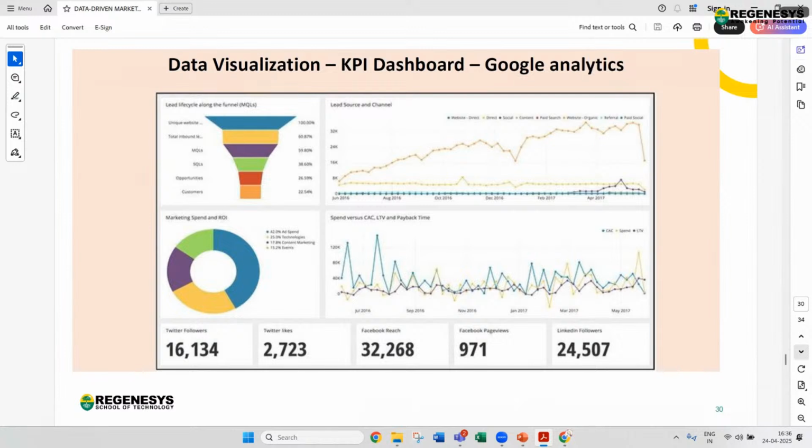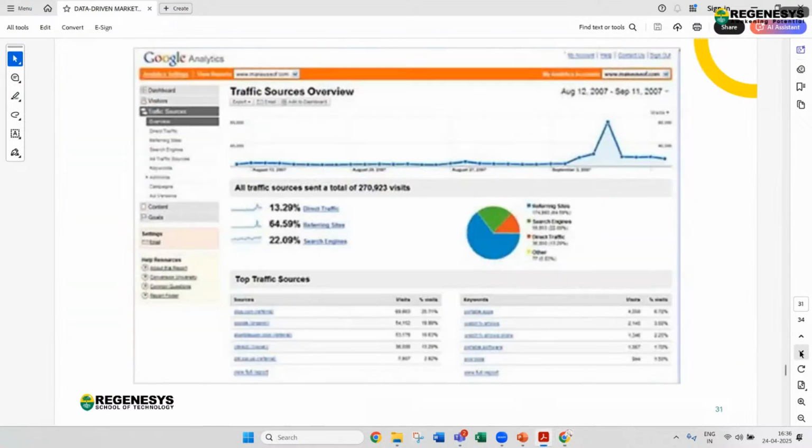This is the entire dashboard which you get. This is a key performance indicator dashboard. We can see the entire performance of the company through the analysis of the data. Next slide, please. There is one more slide. This is also a dashboard along with the report.